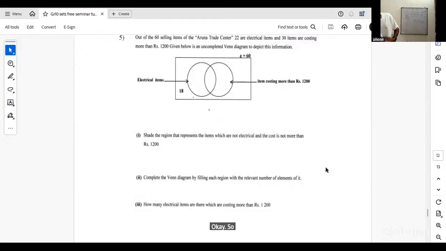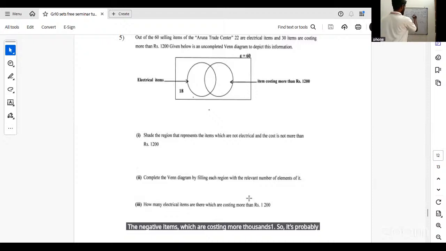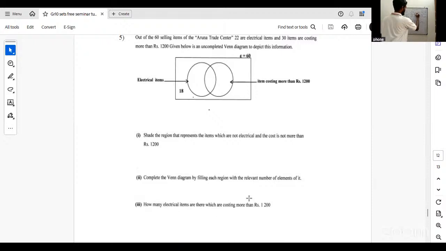So how many, sorry, how many electrical items are there costing more than 1,000? The electrical items which are costing more than 1,000. So we have this. How do we add all these sums? 18 plus 22 minus 6 plus 6 plus 7 minus 6 equals 60. So here we can cancel minus 6 plus 6.